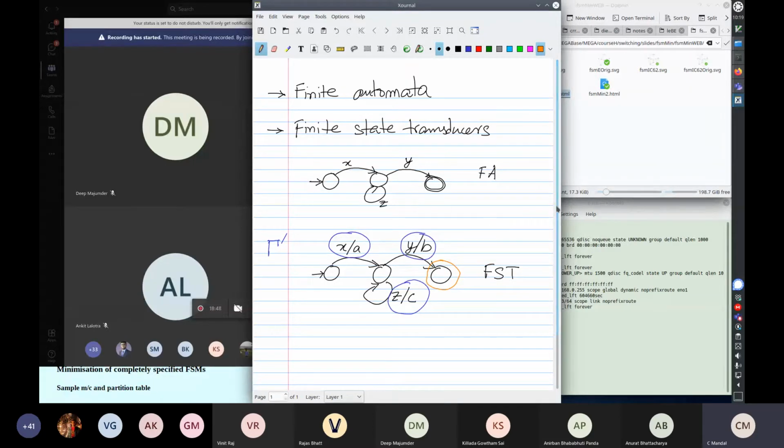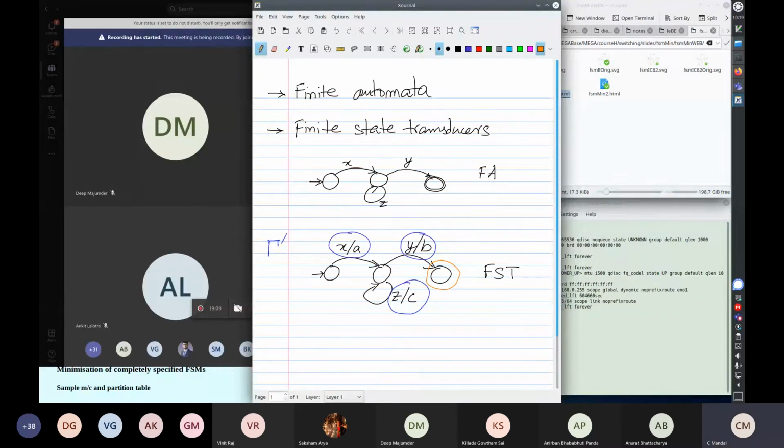So what you can see is that you can make some small transformations on a finite state transducer so that it actually looks like a finite automaton. So those are computationally equivalent. You might have to do some state splitting and all that.